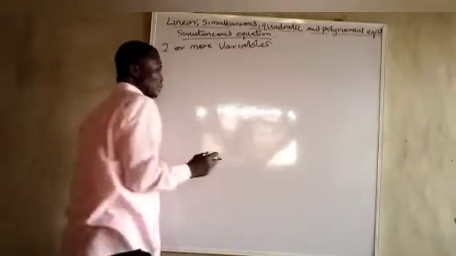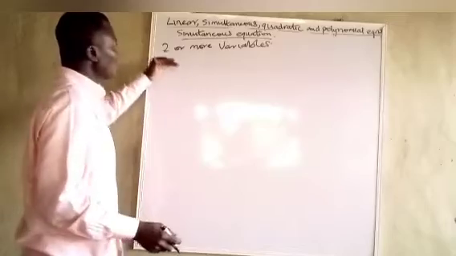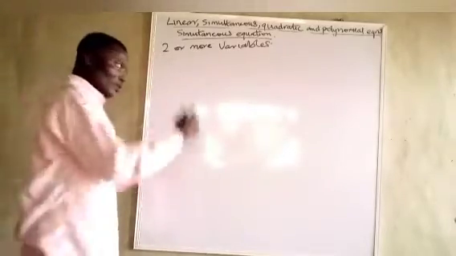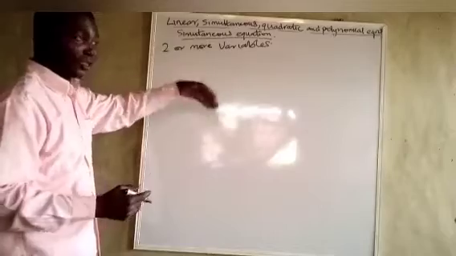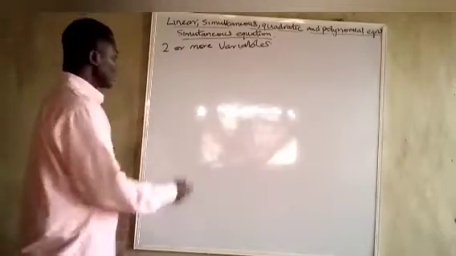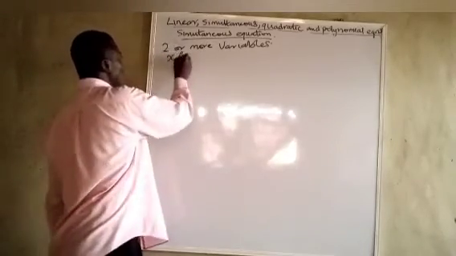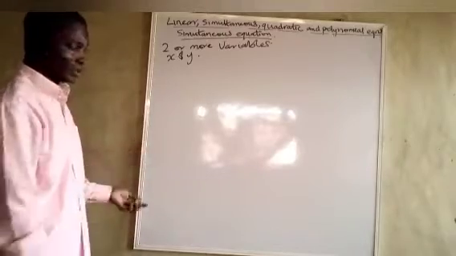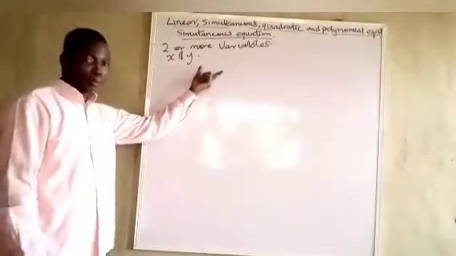Which means that the variables must exist in at least two or more equations where they will act concurrently. That's why we refer to it as simultaneous equations. What do I mean? In this situation, we are looking for x and y. It means that we need two equations where x and y will be operating.